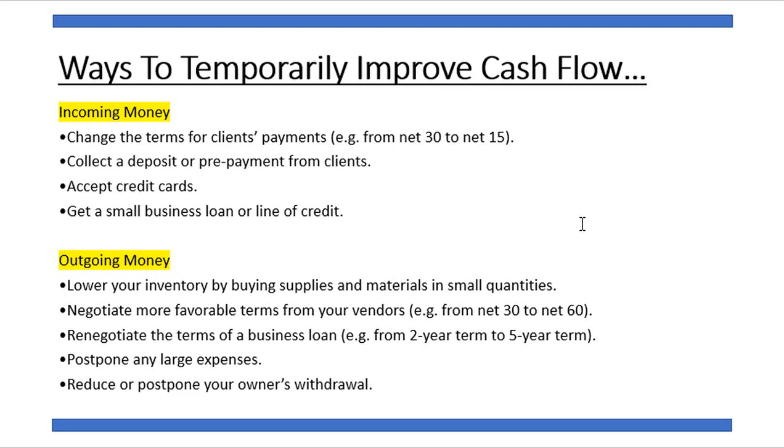You can also affect this on the other side, which is how money is going out of your business, which is you can lower your inventory by buying less supplies and materials or buying in smaller quantities. You can go back to your vendors and ask them for more favorable terms, have them let you pay later. You could renegotiate the terms of an existing business loan, stretch it out so that your monthly payment isn't so high. You could postpone any large expenses that you were thinking of going out and buying something. You can postpone that. And as a very last resort, you could reduce or postpone your own owner's withdrawal.